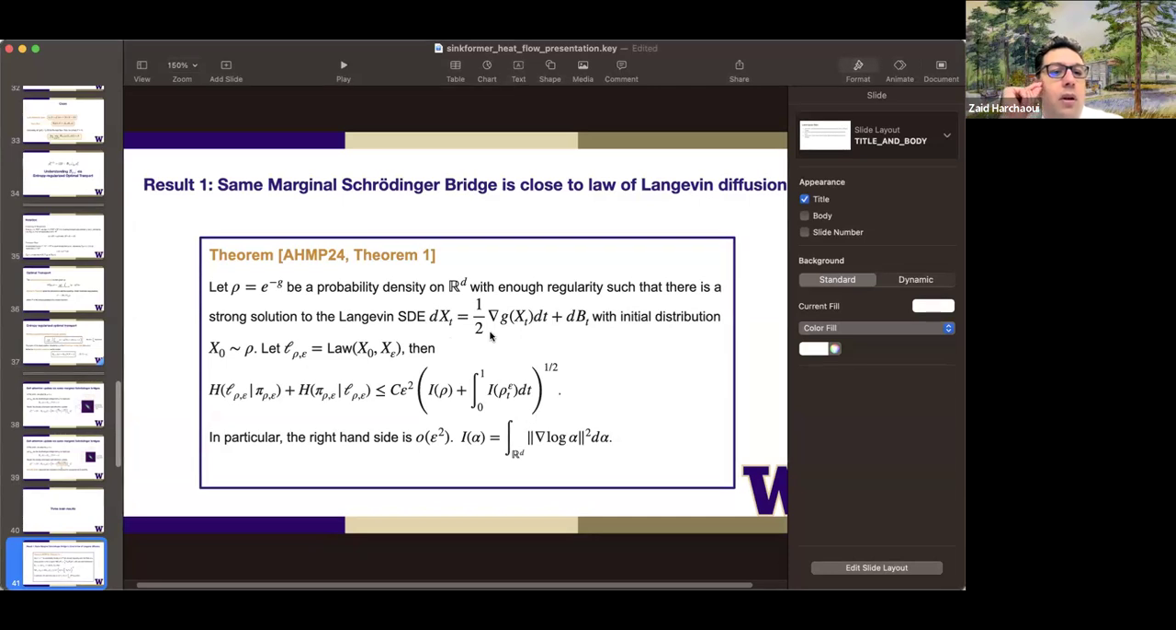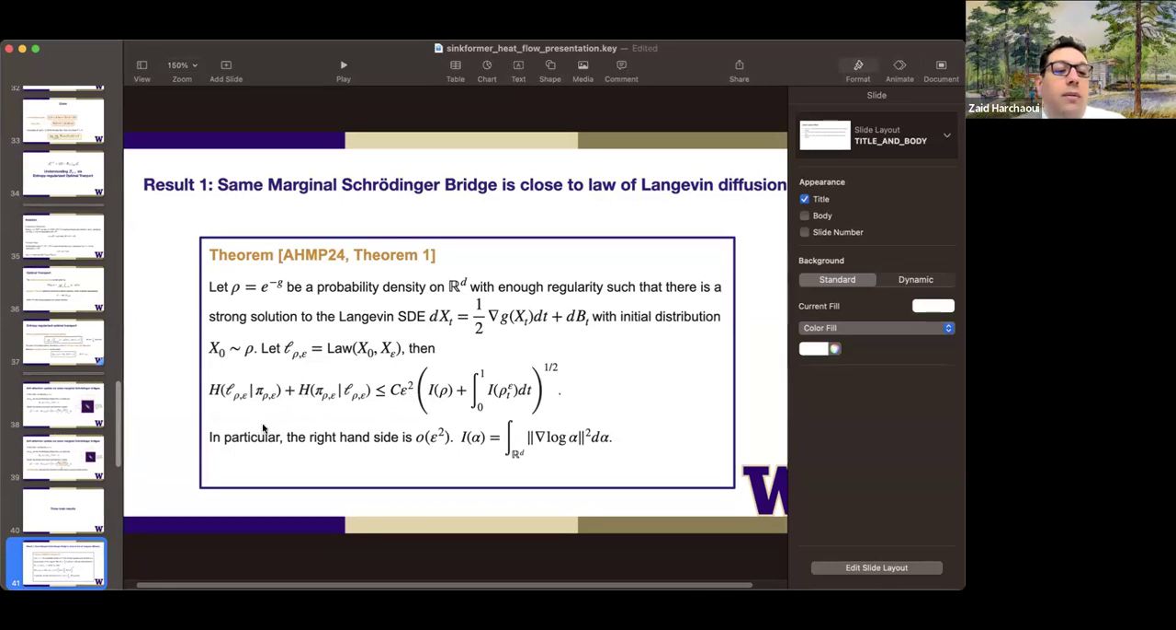And then if we look at the law of that process, and we want to compare it to the law of the Schrödinger bridge, we can control the error of the two processes by using an entropy. And we have a somewhat exact inequality where we take the difference of the two entropies, from one to the other and the other to the one, and we can upper bound that exactly in terms of epsilon.